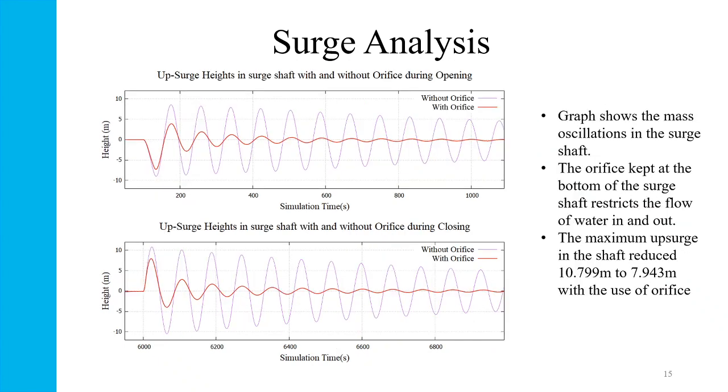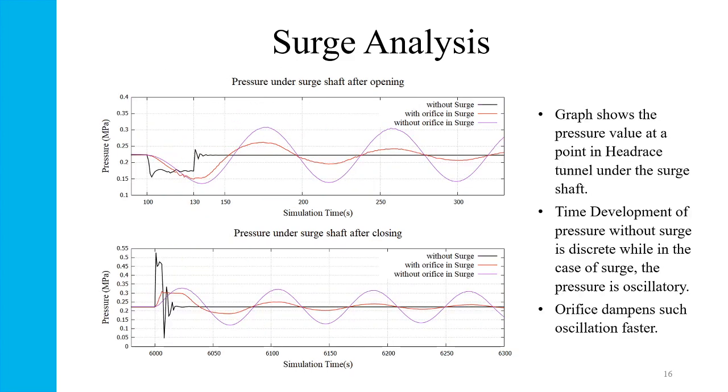In these two graphs, the mass oscillation effect in the surge shaft during opening and closing of the valves are shown separately. The use of orifice creates a clear distinction in the oscillation as it restricts the flow of water in and out. The maximum upsurge in the surge shaft is reduced from 10.799 meters to 7.943 meters with the use of the orifice.